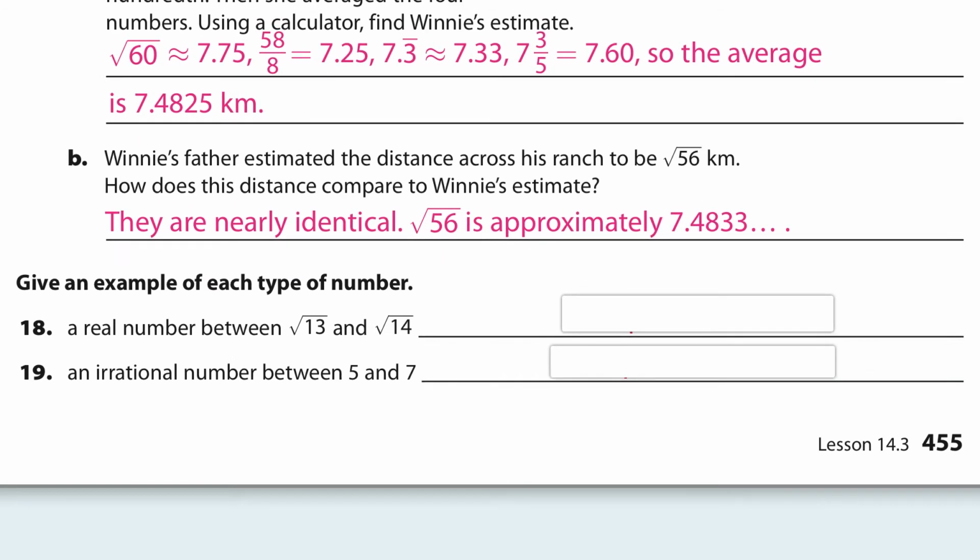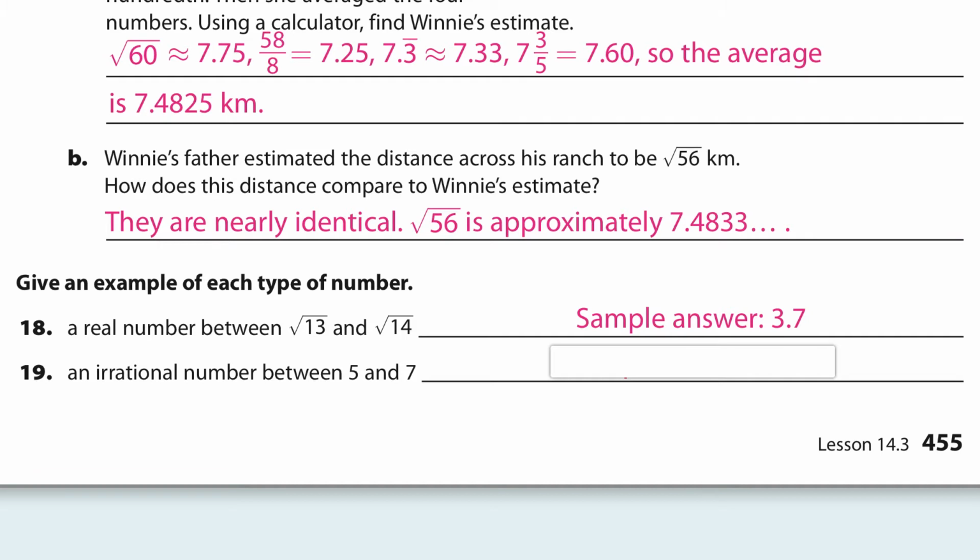A real number in between square roots. So we need to give an example of each type of number. A real number between square root of 13 and square root of 14. There's all kinds of possibilities. You just need a decimal in between those two. So you could take the square root of 13 and the square root of 14 and then pick a decimal in between. We can have this: 3.7. That's a real number because a real number, remember, could be a decimal or a fraction, or just about anything you could think of.